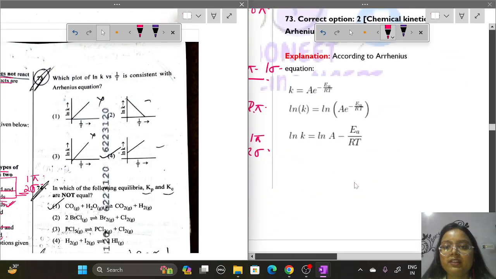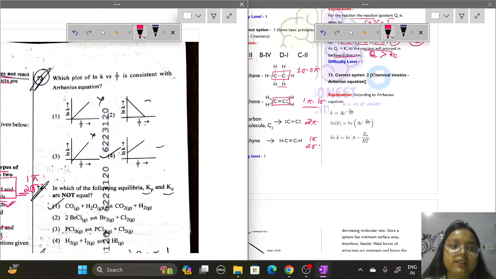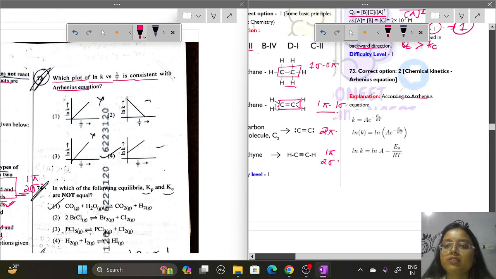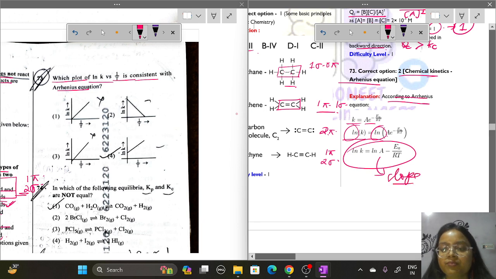For question number 73, which plot of ln k versus 1 by T is consistent with the Arrhenius equation? This is an Arrhenius equation question and it is from chemical kinetics. According to the Arrhenius equation, k equals A e to the power minus Ea by RT. So we put ln on both sides, and ln k equals ln A minus Ea by RT. Okay, so this is the slope, and ln A is the intercept.